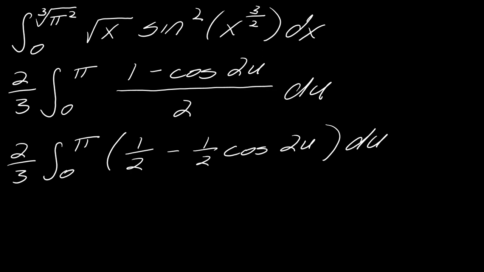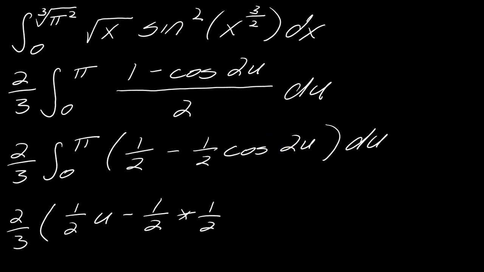And now I can integrate each part separately. So this is going to become 2/3, and I'll put a round bracket here. Okay, so the antiderivative of 1/2 will be 1/2 u. And then this part, I've got the 1/2 times the antiderivative of the cosine of 2u, which will be 1/2 sine of 2u. And all of this is still going to be from 0 to pi. Okay, so now we've just got to evaluate everything.